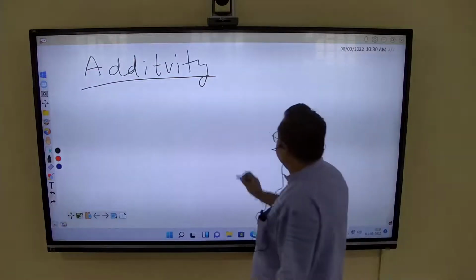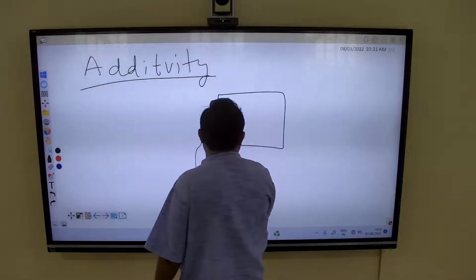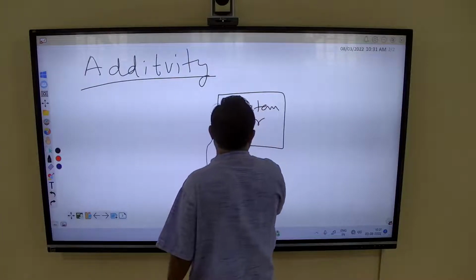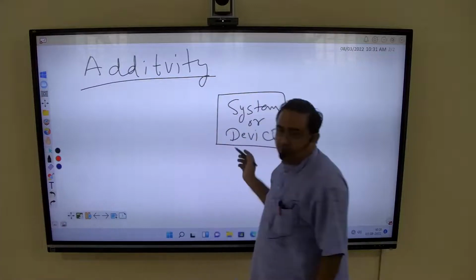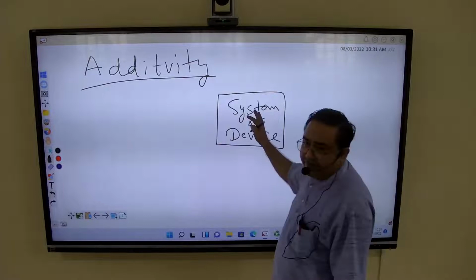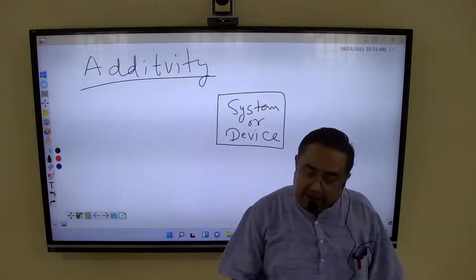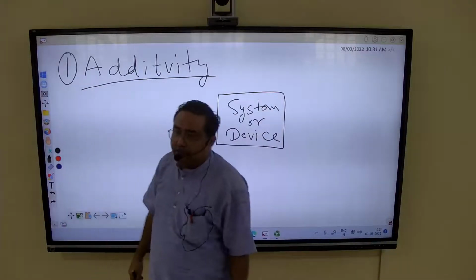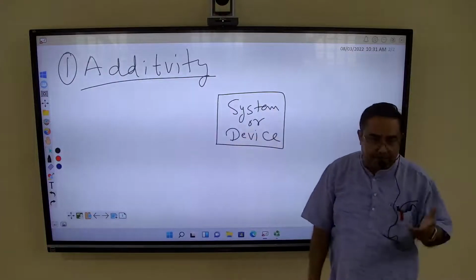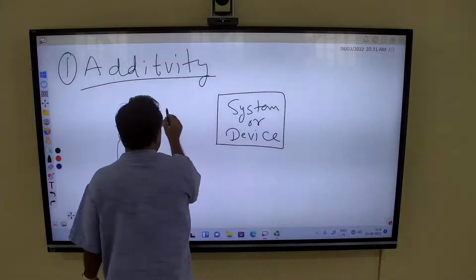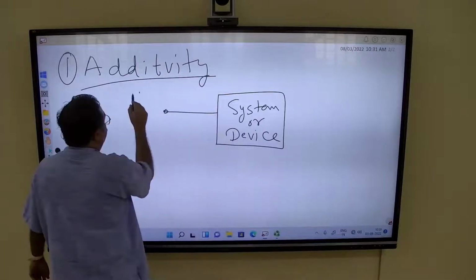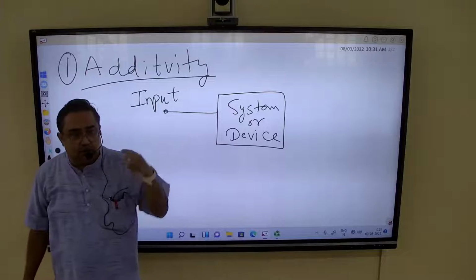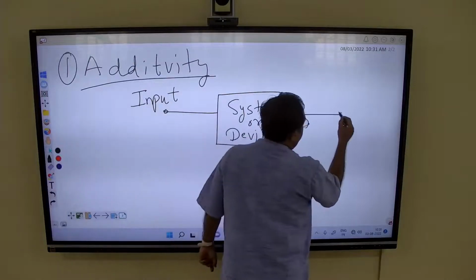Okay, suppose any device or system is there. I am drawing it as a black box. This is a system or a device in front of you. Now I have to verify whether it is linear or not, and to verify that I have to first check for additivity. So what I will do is apply an input, any input, let's say x1. This is my input. Definitely any system has two parts. You apply an input and you will get a certain output. Do you agree or not?